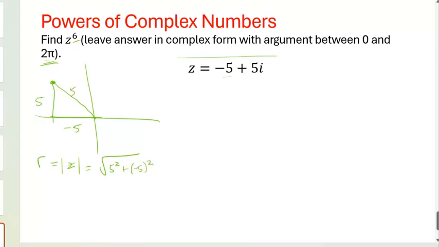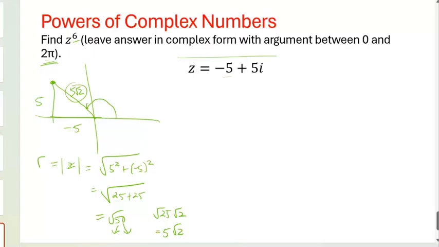I mean, I know this is 5 root 2 because I know the triangle. But if you just forgot or something, you want to be sure, prove it with Pythagorean theorem. Square root of 50 breaks up as root 25 times root 2, and then I get 5 root 2 that way. Okay, what about the angle?